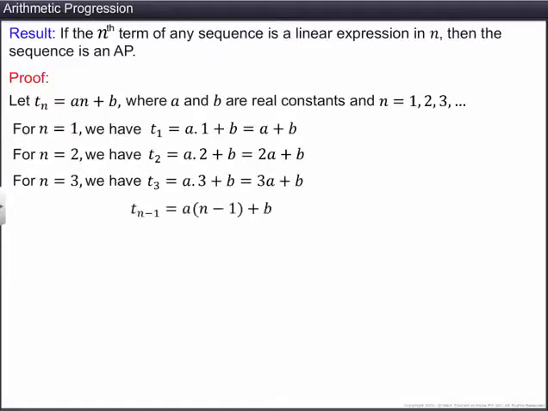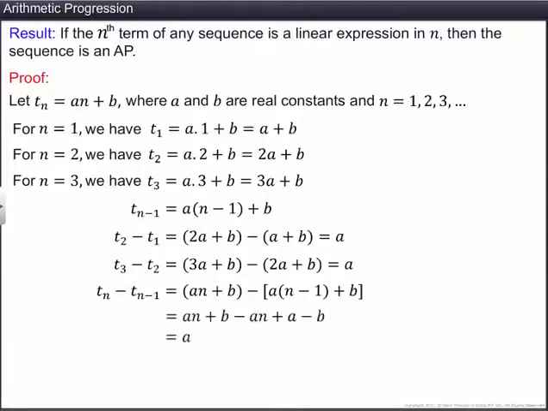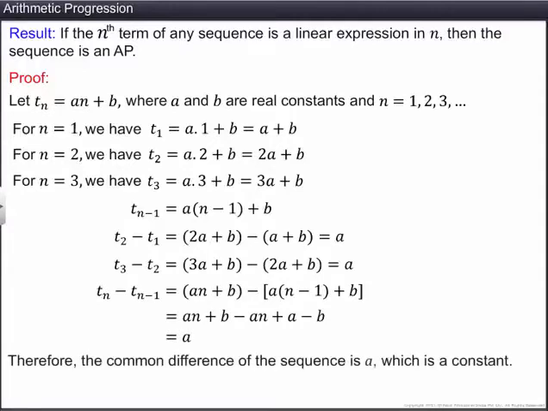Now, let's find the difference between consecutive terms. t2 minus t1 is equal to a. t3 minus t2 is equal to a, and so on. Lastly, the nth term minus the n minus 1th term is also equal to a. Therefore, the common difference of the sequence t1, t2, t3 and so on up to tn is a, which is a constant. Hence, a sequence whose nth term is a linear expression in n forms an AP.